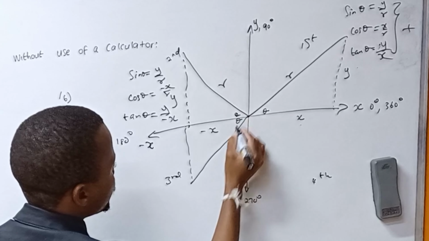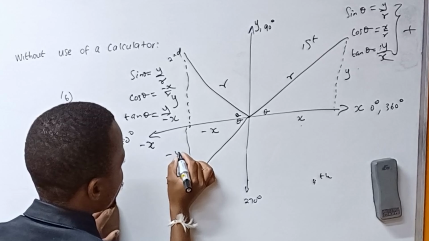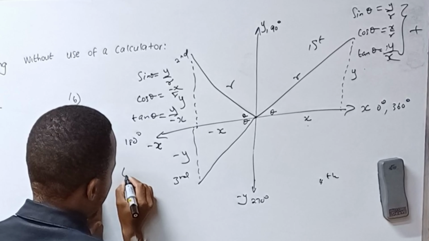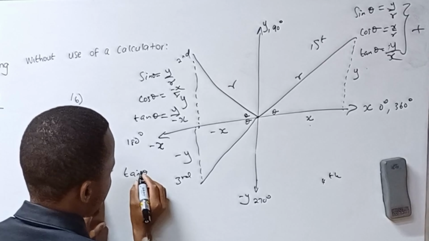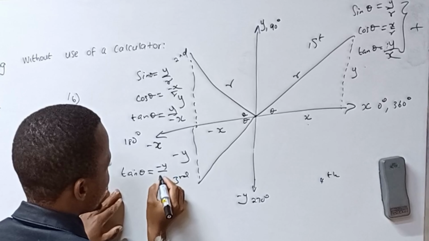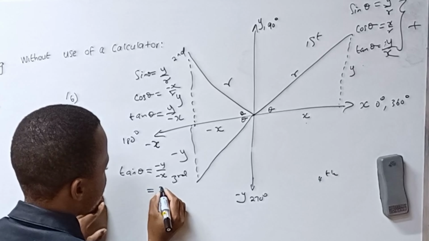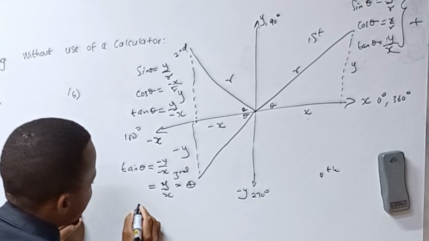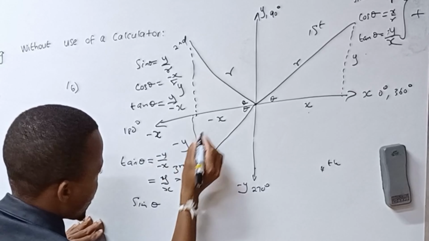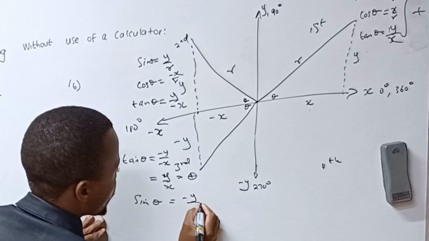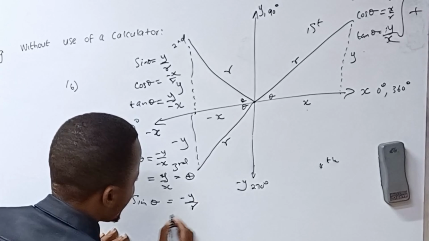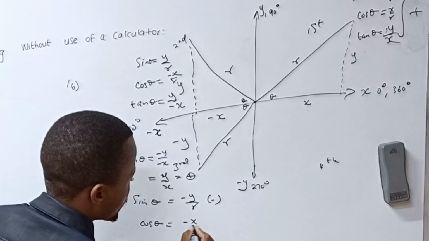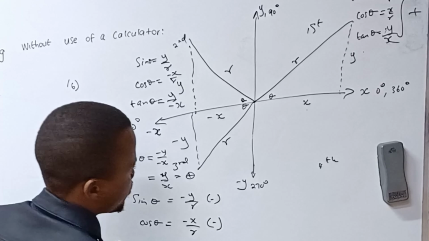Moving to the third quadrant, my angle is here. Here it's minus x, and here it's minus y. So tan theta will be minus y over minus x, which makes it y over x, which is positive. Then sine theta here will be minus y over r, which makes it negative, and cos theta will be minus x over r, which makes it negative.